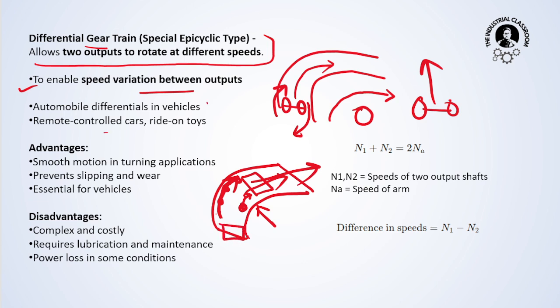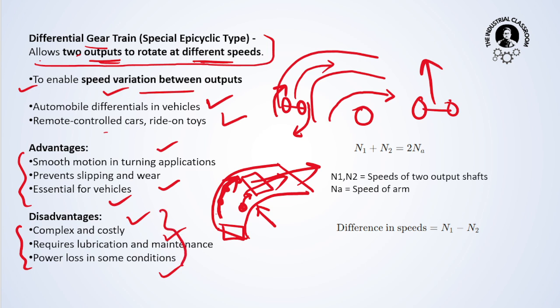Automobile differentials in vehicles, remote control cars. Here you will get two outputs to rotate at different speeds, and so you will get speed variation between the outputs. So what are the advantages? Smooth motion in turning applications, prevents slipping and wear, and essential for vehicles. Remember, these are very essential. Disadvantages are complex and costly, requires lubrication, power loss in some conditions. But considering the advantages, we can ignore these disadvantages because these are limited.